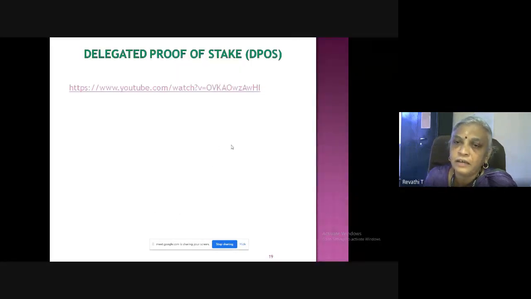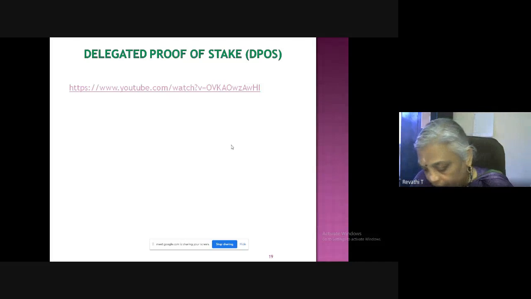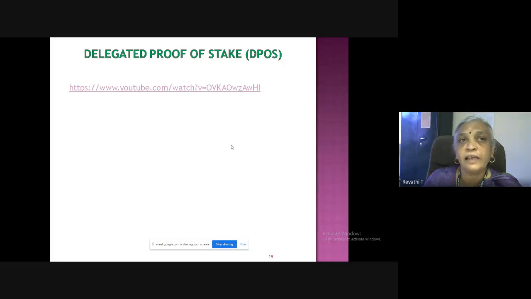So this delegated POS is an extension of POS. Based on the coin earned, the tokens will be generated, and with that they can do the voting, or they can give the voting to others also, so that they can vote on their own behalf. Like that, this voting will be done, and based on that, that miner will be selected. Right.